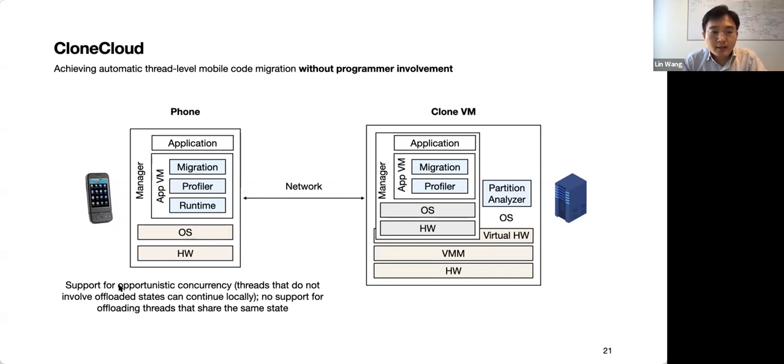And so in this case, CloneCloud actually supports optimistic concurrency. It does not support complete concurrent thread execution, but it supports it to some extent. If the threads do not involve offloaded state on the mobile device, then they can continue. So imagine that we have multiple threads and some of them do not need to modify, read, or write the state that has been offloaded to the server, then they can continue locally. Otherwise, they have to be blocked and wait until the state is updated by the server.